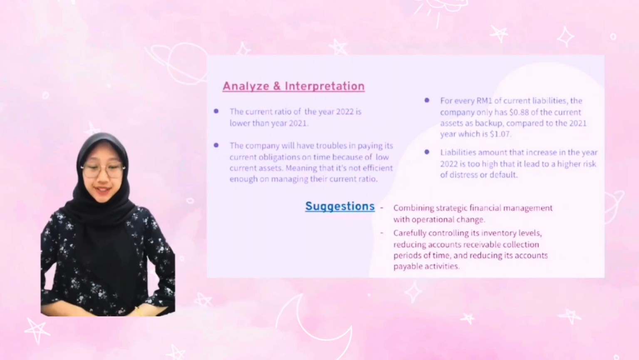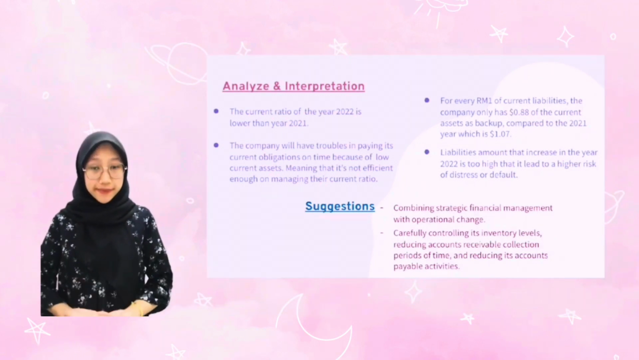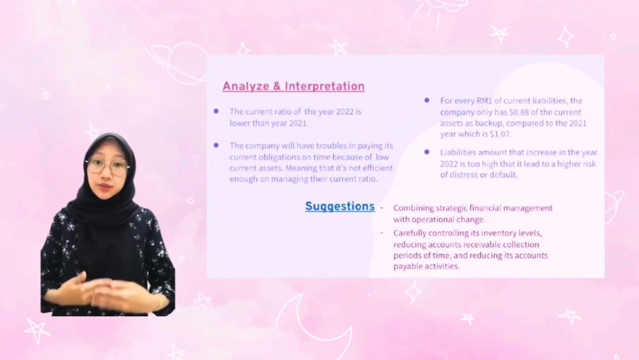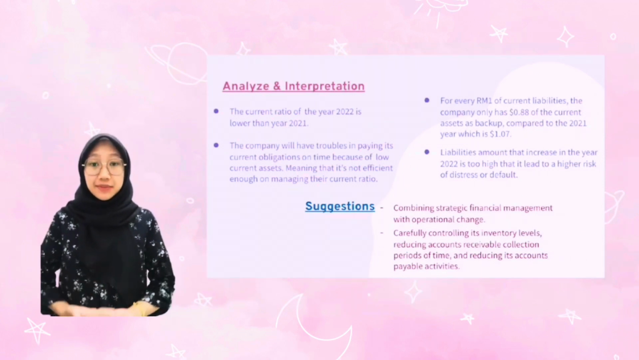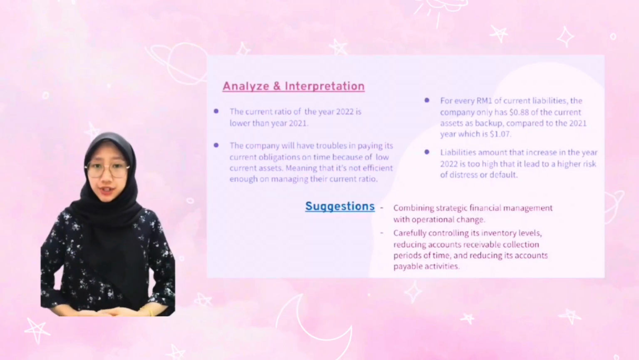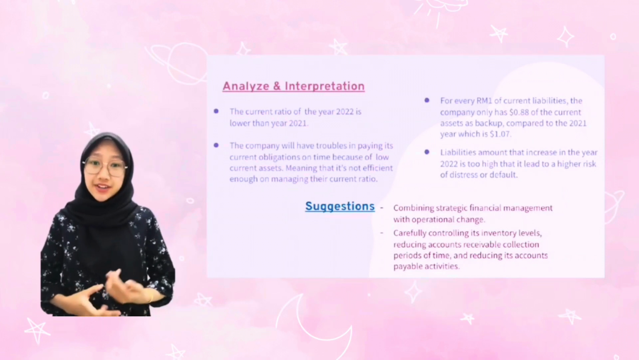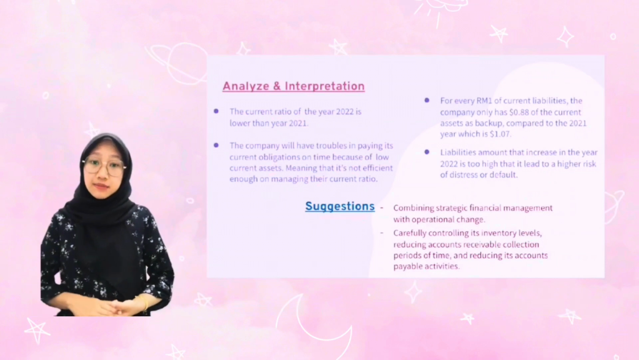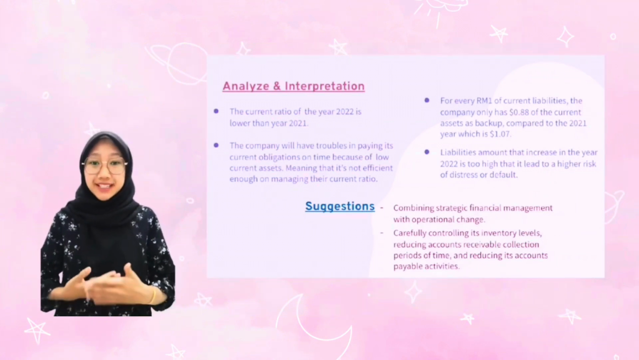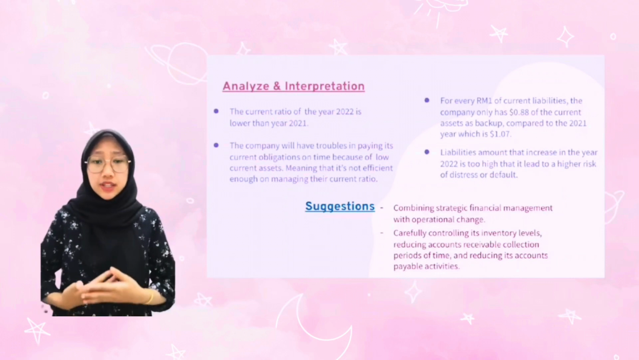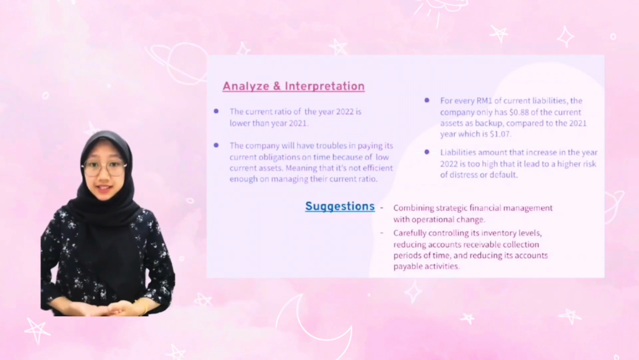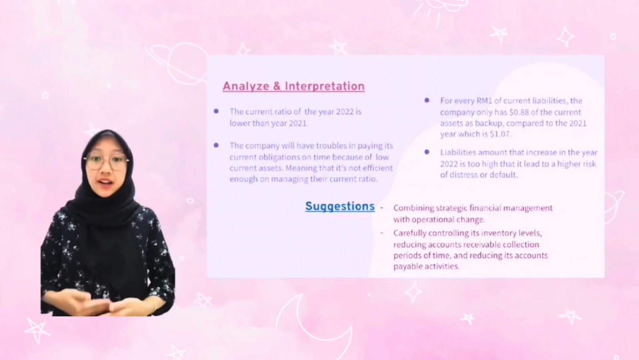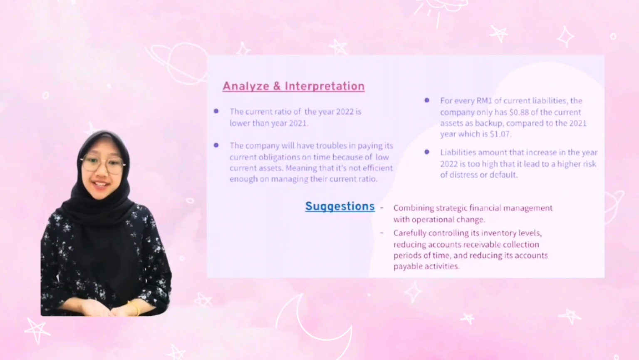Furthermore, Apple Inc. should think about improving its performance by combining strategic financial management with operational change to raise its current asset ratio. The business might also focus on carefully controlling its inventory levels, reducing account receivable collection, and reducing its account payable activities in order to maximize its working capital. In this way, Apple will increase its liquidity position and improve its current asset ratio by executing these actions, ensuring investors and stakeholders of its financial stability.